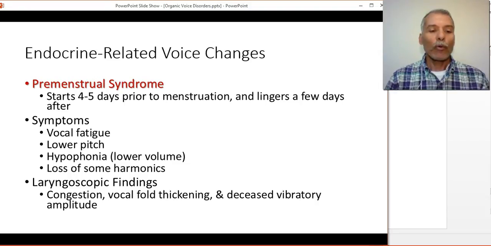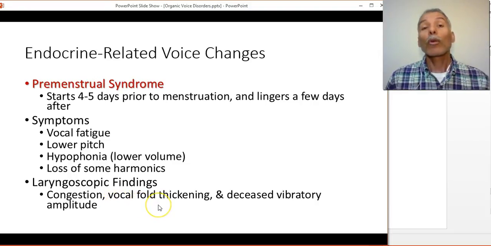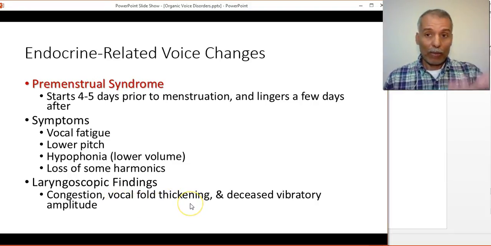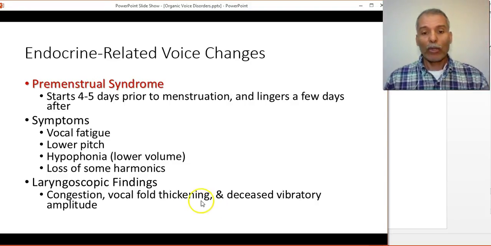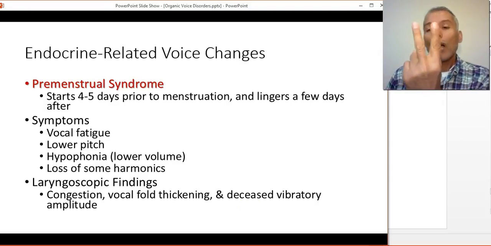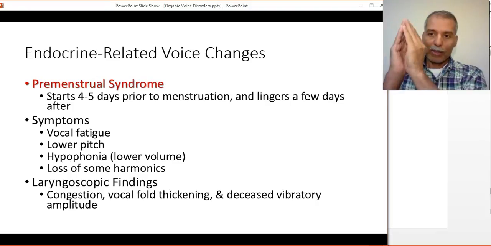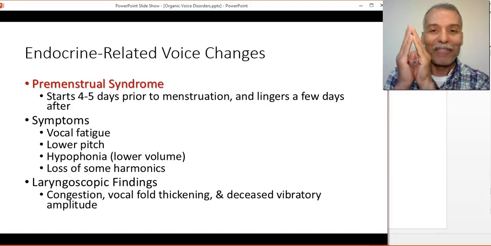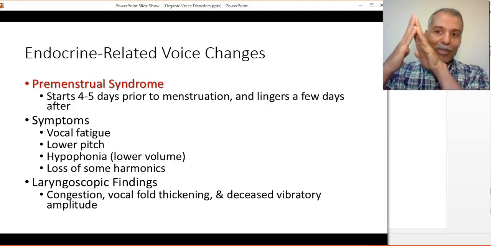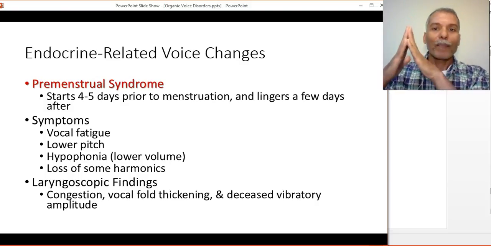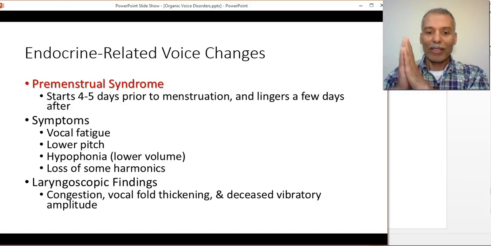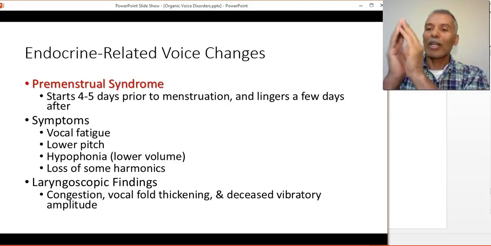Anyways, laryngoscopic findings show that there's congestion, a lot of phlegm and stuff there. There is vocal fold thickening that obviously slows down their vibration rate, and there's decreased vibratory amplitude. Vibratory means the vocal folds are adducted. You cannot vibrate them if they're like this. Remember when we spoke about arytenoid adduction and the phonation, adduction, abduction.